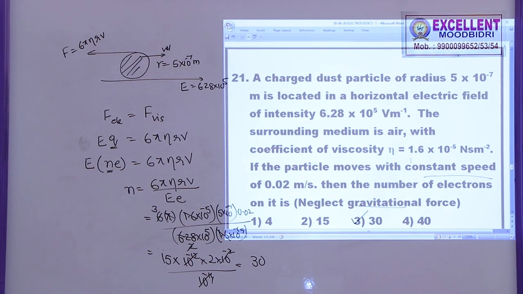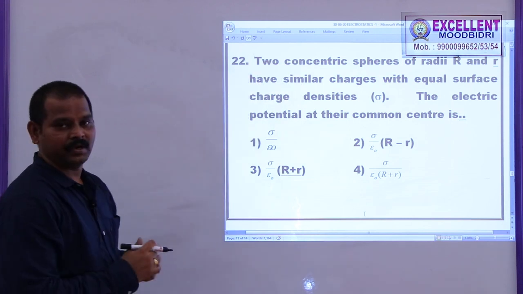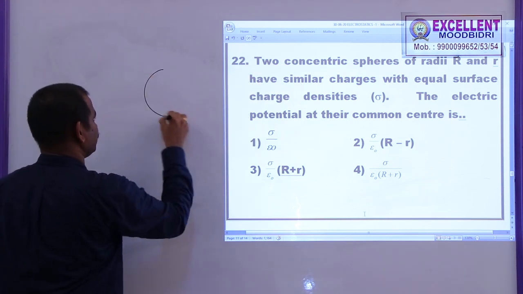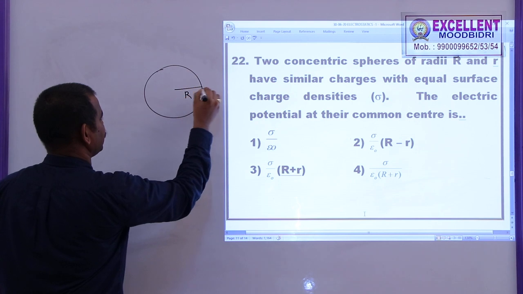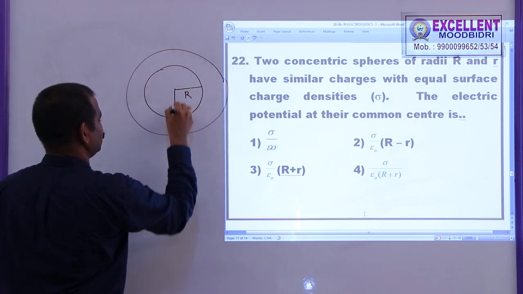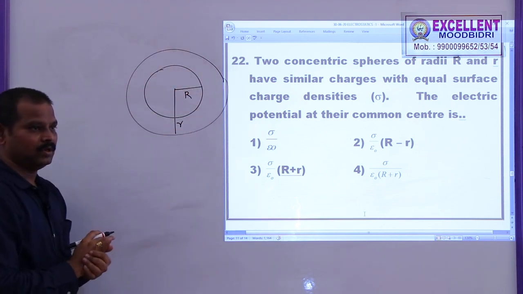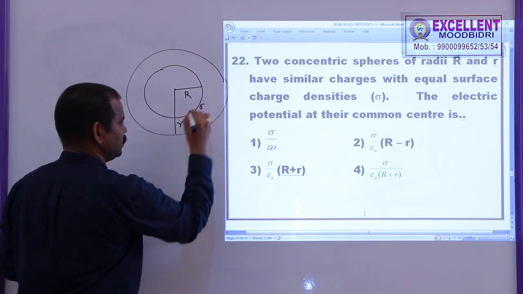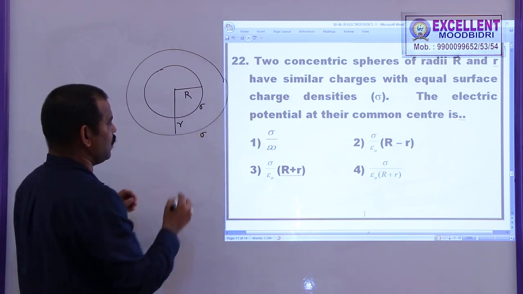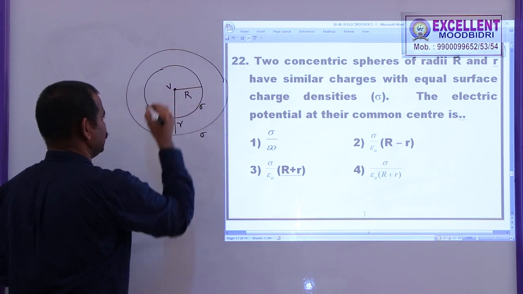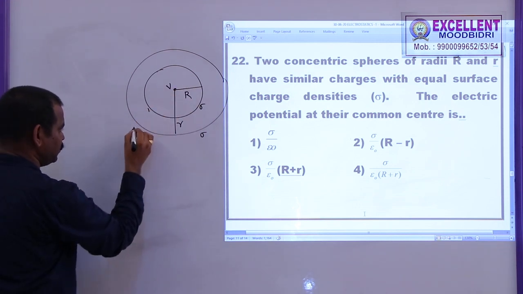Option 3 is correct. Next: two concentric spheres of radii R and a smaller one. So this is the first sphere, with radius let me take capital R, and another sphere whose radius is smaller, having similar charge densities sigma and sigma. The electric potential at the common center: here I need to find the potential at the center. So let me take this sphere as 1 and this sphere as 2.